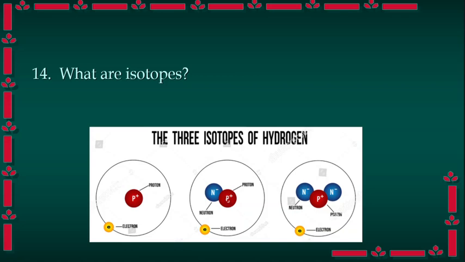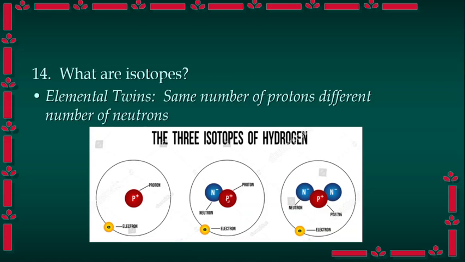Okay, so let's throw away the whole fraternal thing. That doesn't work for us. Identical does work for us. Isotopes are elemental twins. They're like identical twins. They have the same number of protons, different number of neutrons.